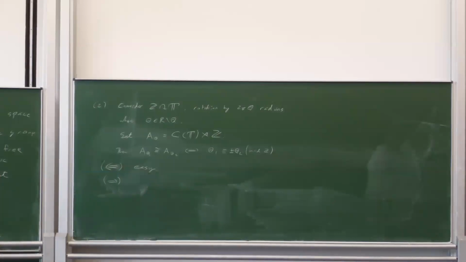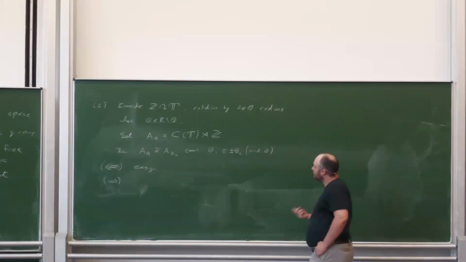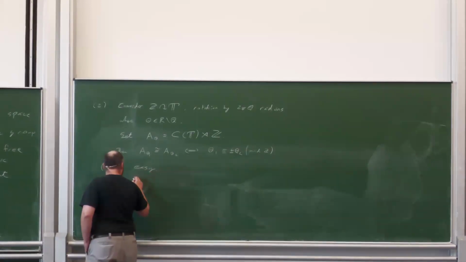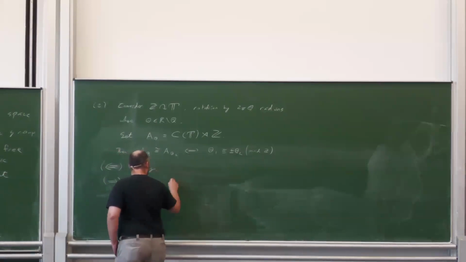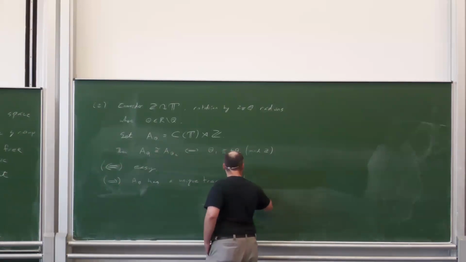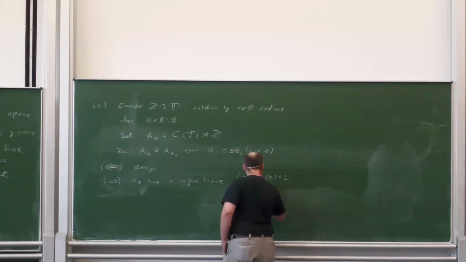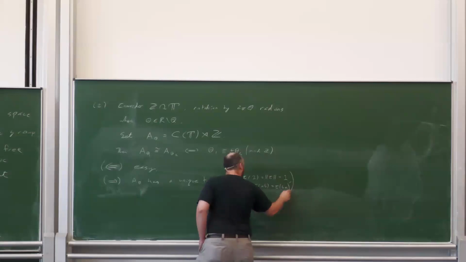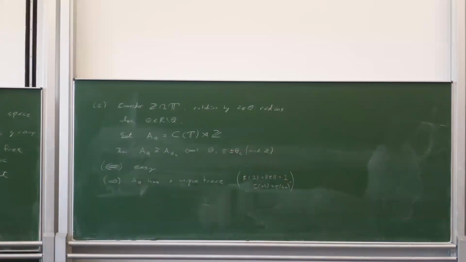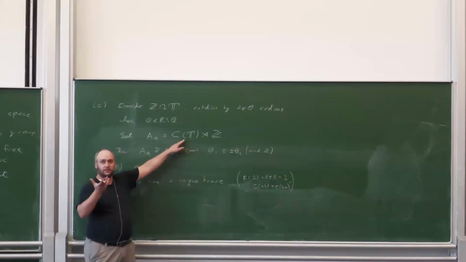The forward direction, finding reasonably computable isomorphism invariants for this, took quite a long time. What ends up happening is A theta has a unique trace, which for me, trace always means a tracial state. The point is, the traces on C of X are probability measures.